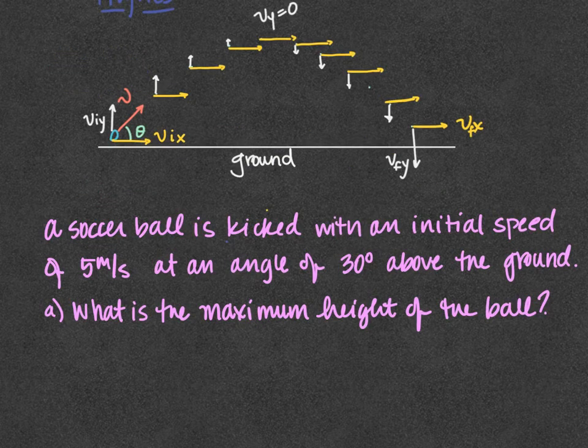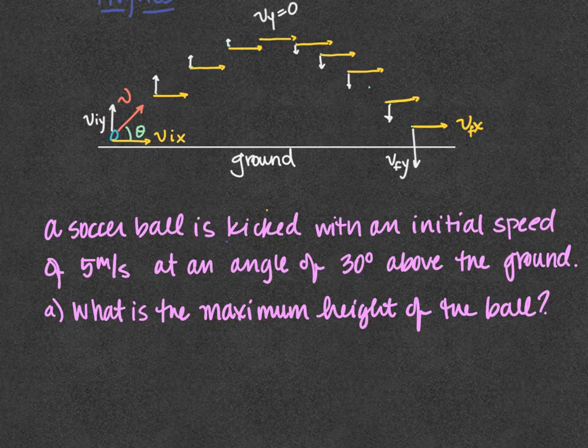So let's look at this. We have a soccer ball kicked with an initial speed of 5 meters per second at an angle of 30 degrees above the ground. What is the maximum height of the ball? Just like a free fall question that we've done before, we know that the velocity in the y direction at the highest point is 0, and the acceleration in the up and down direction is the acceleration due to gravity. If we can determine the initial velocity in the y direction, we should be able to find our maximum height.